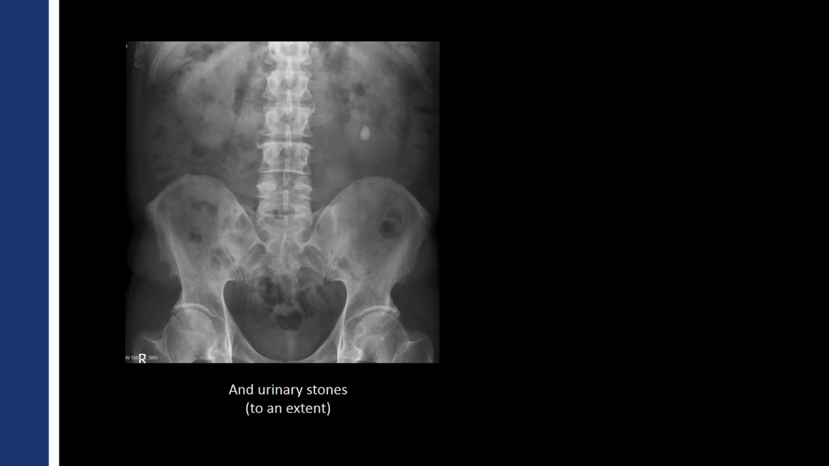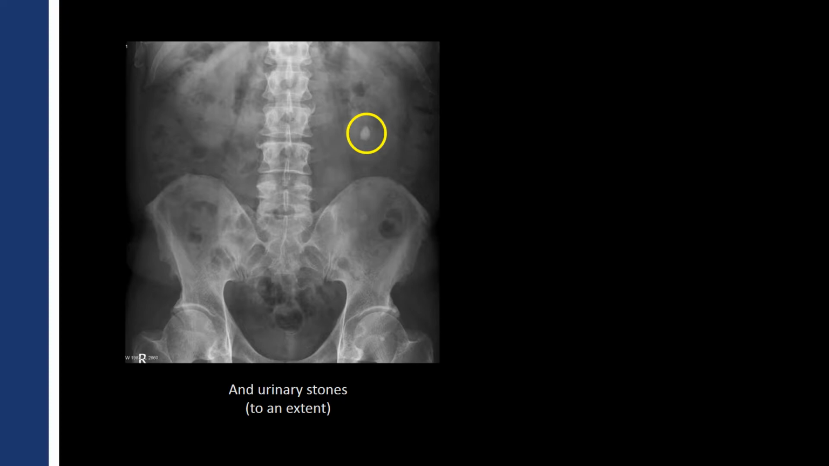So what else can we use the abdominal radiograph for? Well, to look for calcifications, especially urinary stones, like this stone, which is a renal calcification over the lower pole of the left kidney. Almost all renal calculi are calcified, and so we have a pretty good track record of seeing urinary calculi.